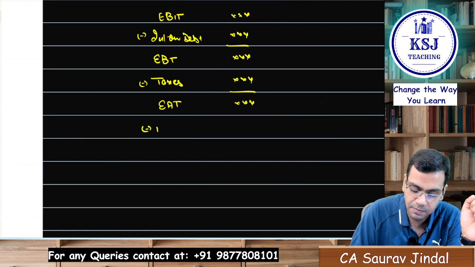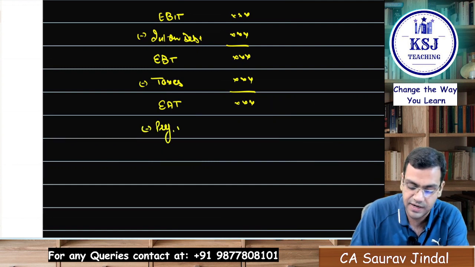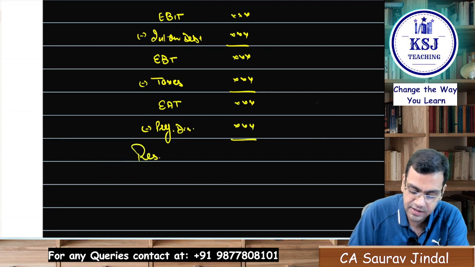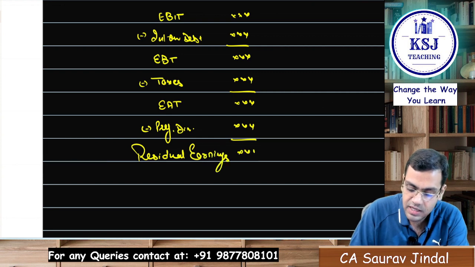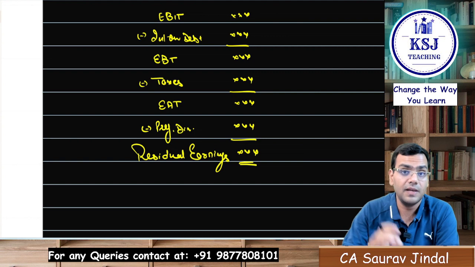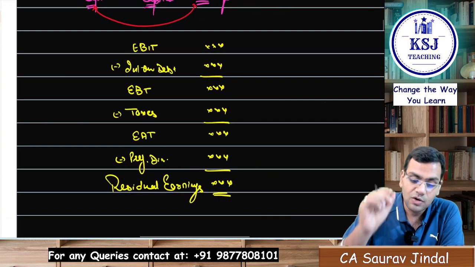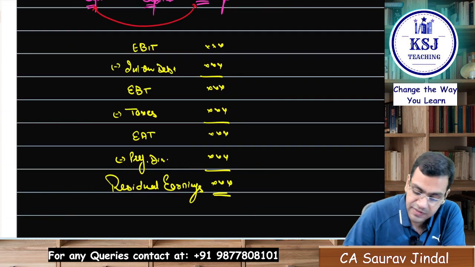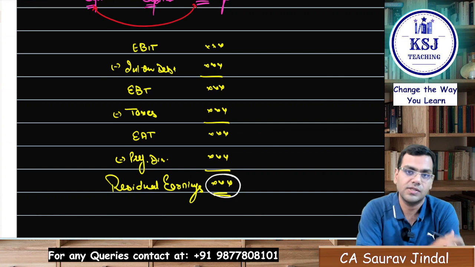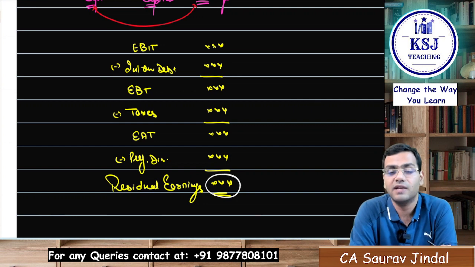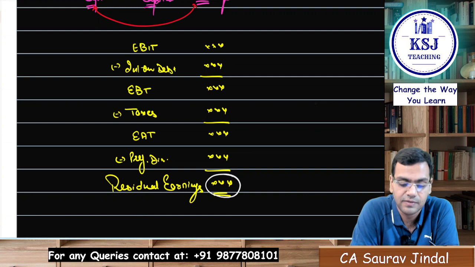You are going to pay first the preference dividend. After the preference dividend, what is left is the residual earnings, right? Now the equity shareholders will be paid a dividend only and only if there is this residual earnings. That is why they have the risk. What if the profits are not left?